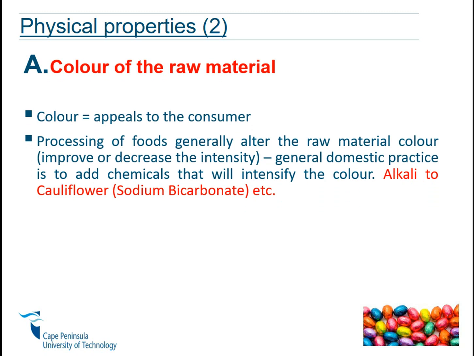So much of the appeal of fruits and vegetables in our diets is due to their considerable color. And we know that consumers consume foods based on the appeal, and it's the color that attracts us to consume certain food products. So the processing of foods generally alters the raw material color. It can have either a positive or a negative influence, which means it can either improve or decrease the intensity of the color. So that is the processing, right?